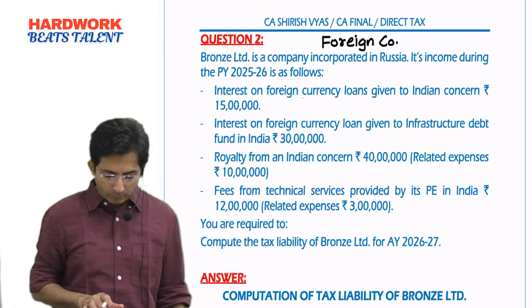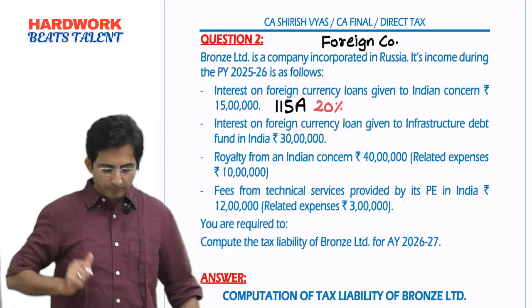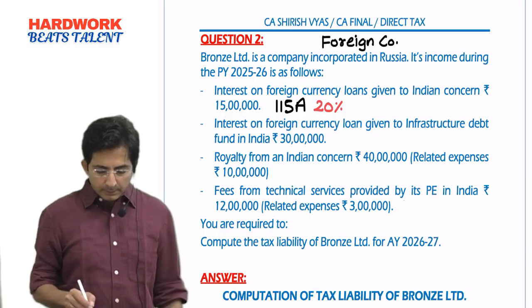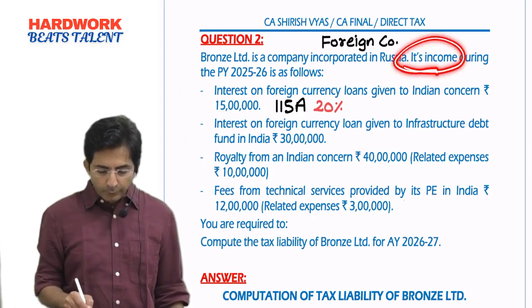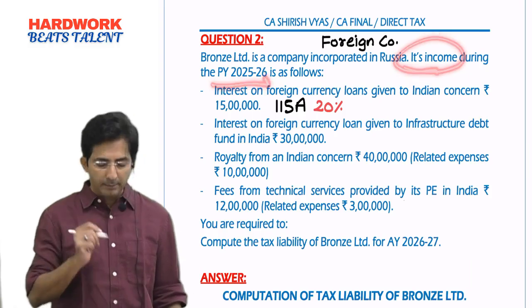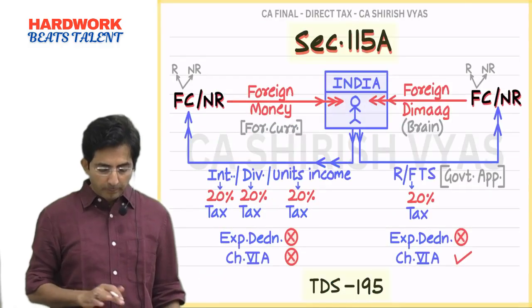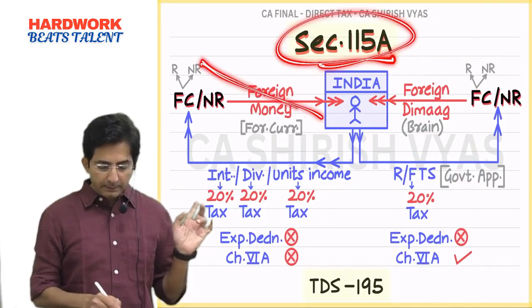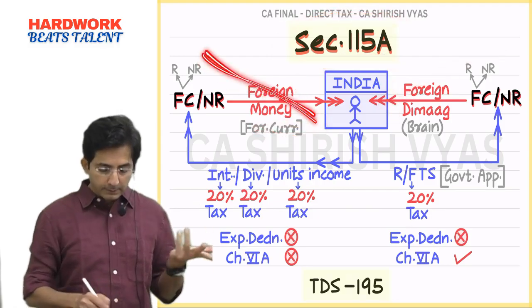So see, I have written here also, read 115A, 20% tax. Then try this second point. See, these are all income points. It's written also: income during the previous year 25-26. So what is the next income? Interest on foreign currency loan. See, why are they saying foreign currency loan? If you remember, in the last lecture I had explained, in whole of 115A, either we should get foreign money or foreign brain. So foreign currency is a must.